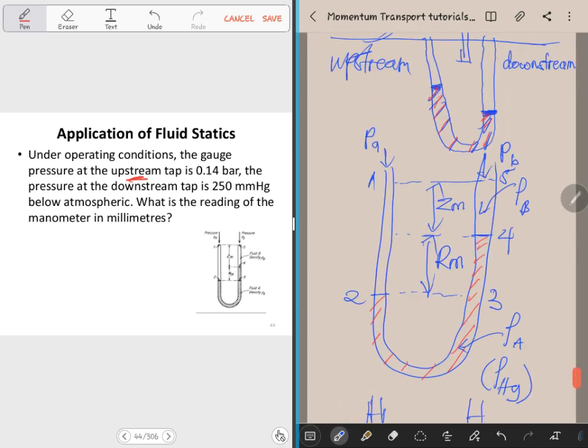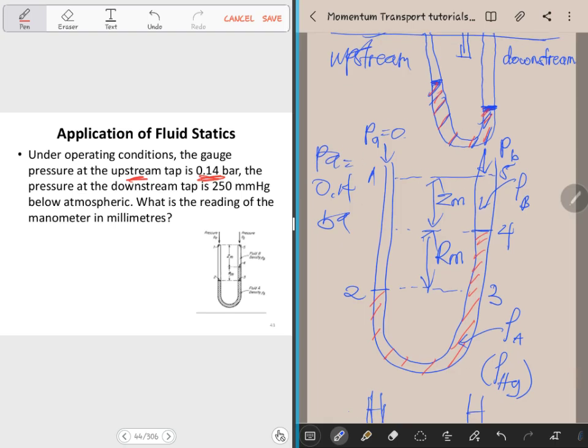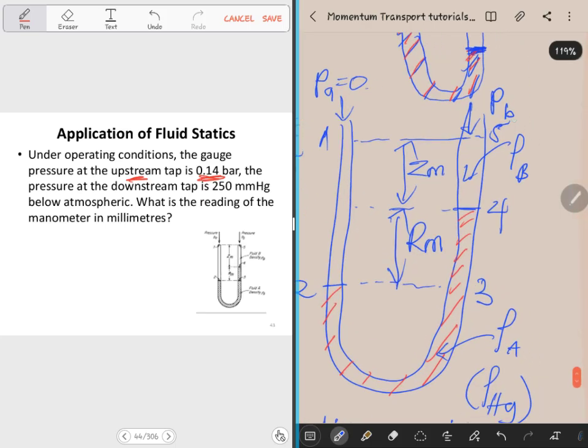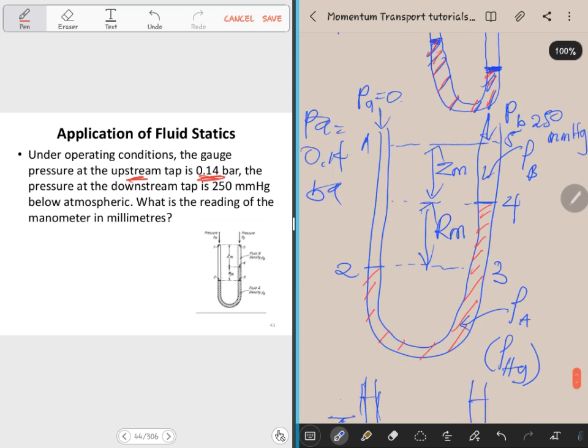So let's use this as a diagram. The pressure here is 0.14 bar. This is PE, right? And then the pressure at the downstream is 250 millimeters of mercury. Yes, this is 250 mmHg.